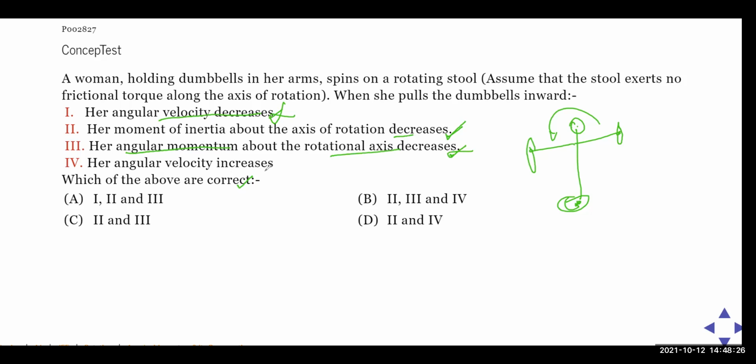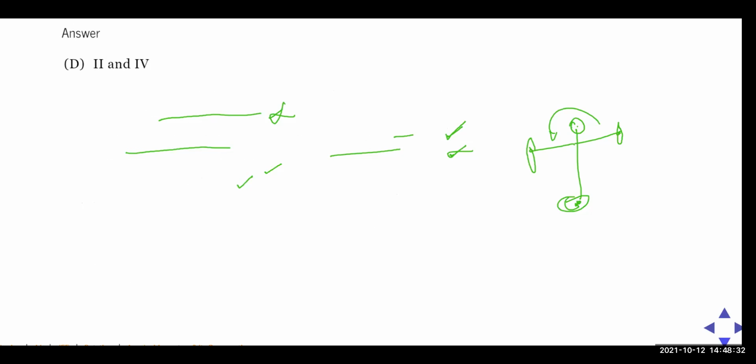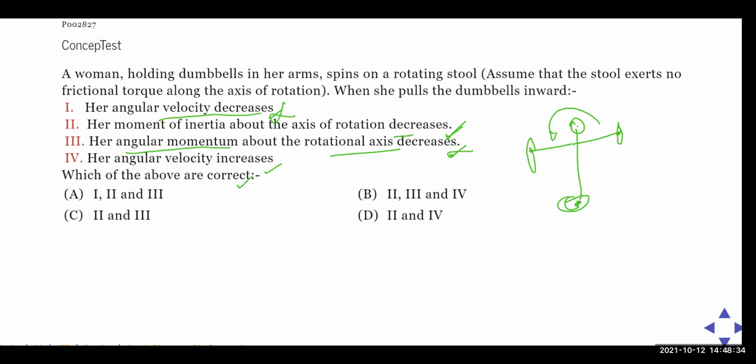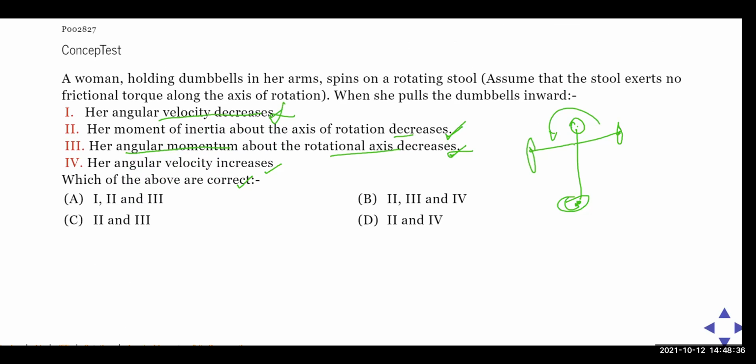Then angular momentum increases and angular velocity increases. Now this is also true. Speed increases, we discussed this. So answer should be what? D, right? Second or fourth? D. So most of you gave the correct answer.